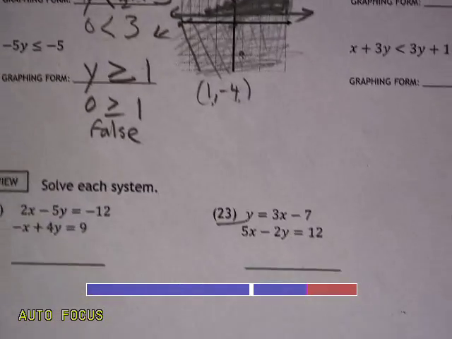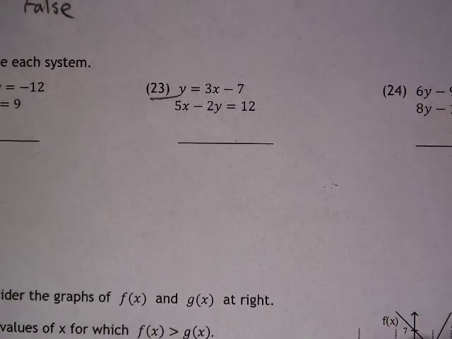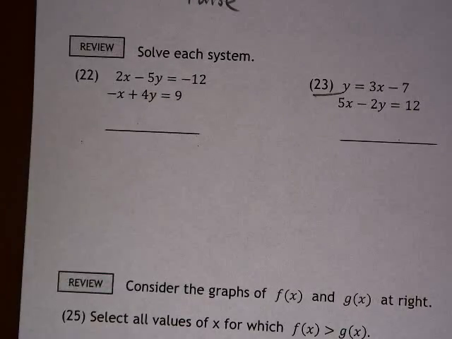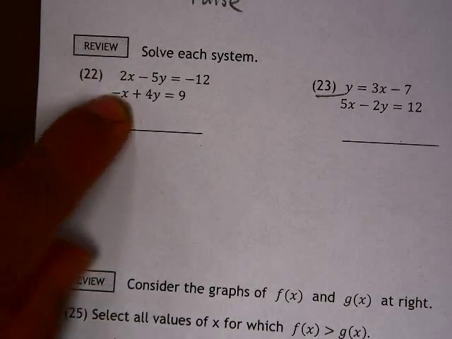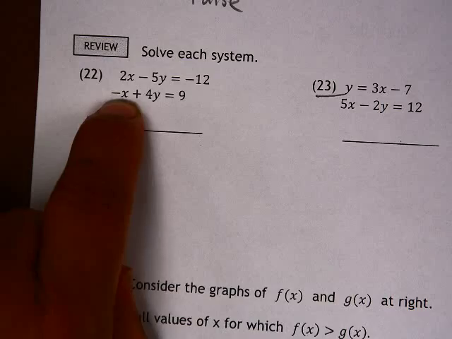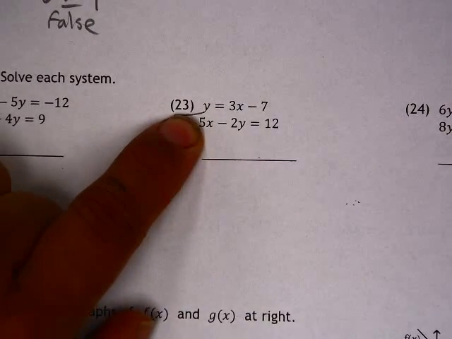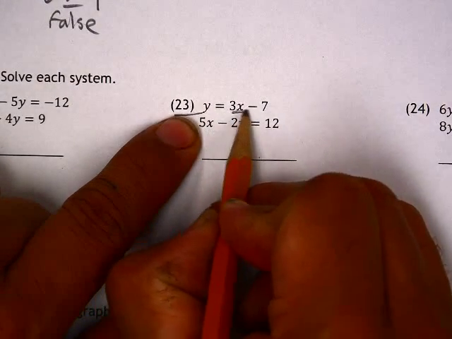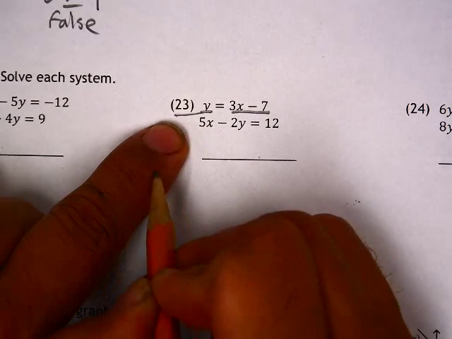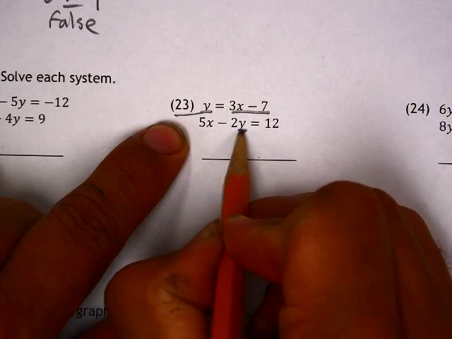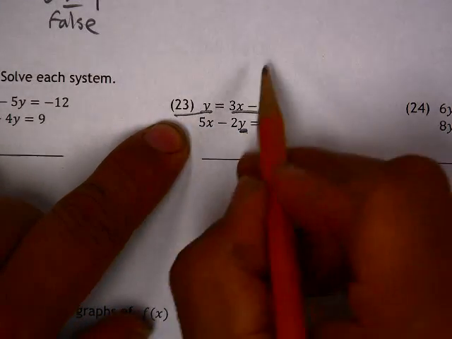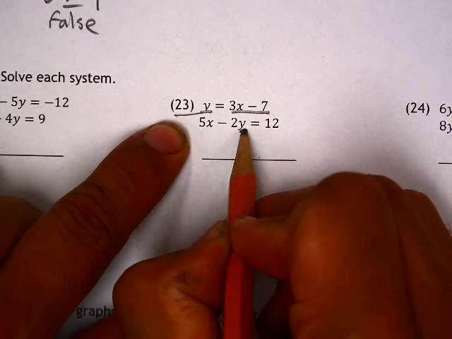So problem number 23 is the last problem I'm going to do. We should know how to do these by multiplying 1. I would multiply this one by 2. So here, this is substitution. I'm going to substitute this in for y, wherever I see a y. So right here is where I see a y. I will substitute this in for y.